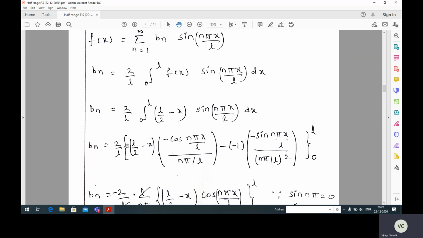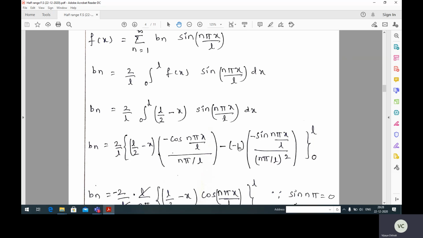Now 2 by L, this is as it is. So observe, again it is a product of two functions. Apply Bernoulli's rule, integration by parts. So the first function is u and the second function is v. Keep the first function as it is, L by 2 minus x, and integrate the second function. Integration of sine is minus cos n pi x divided by L, whole divided by n pi by L, and the derivative of L by 2 minus x will be minus 1, because L by 2 is like a constant. Derivative of a constant is 0.